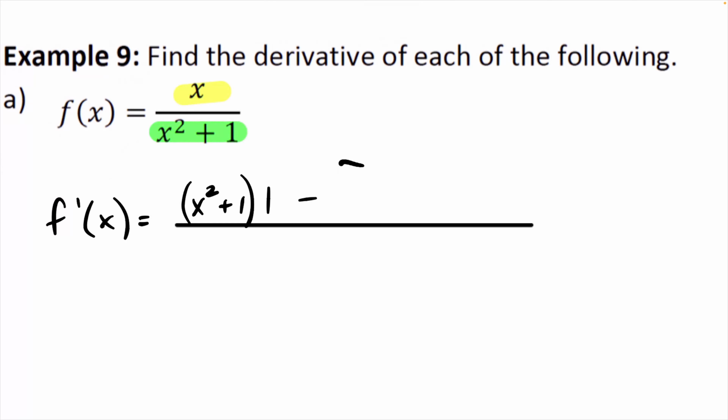Minus. And then I always put the second part in parentheses and brackets because it's subtracting everything. Okay, so if there's multiple terms, it's going to be subtracting all of the terms. Okay, so now high times the derivative of the low over low squared.